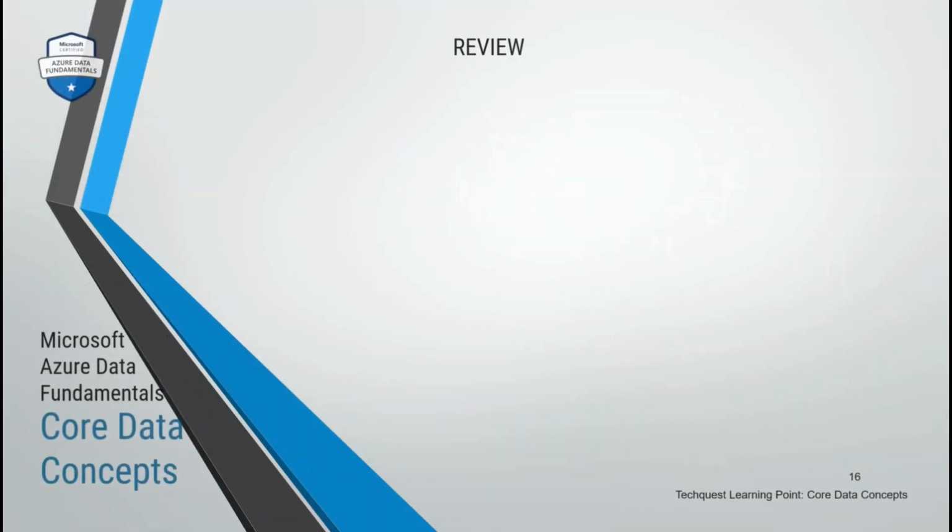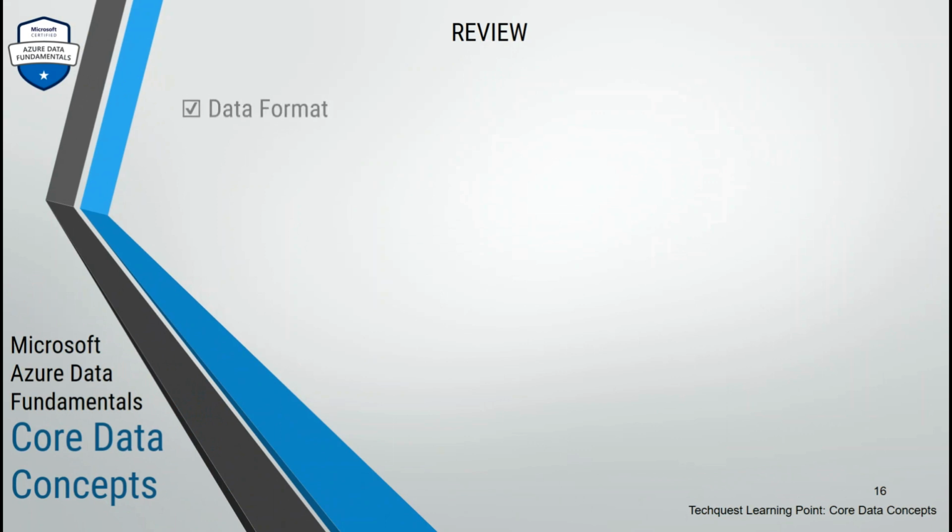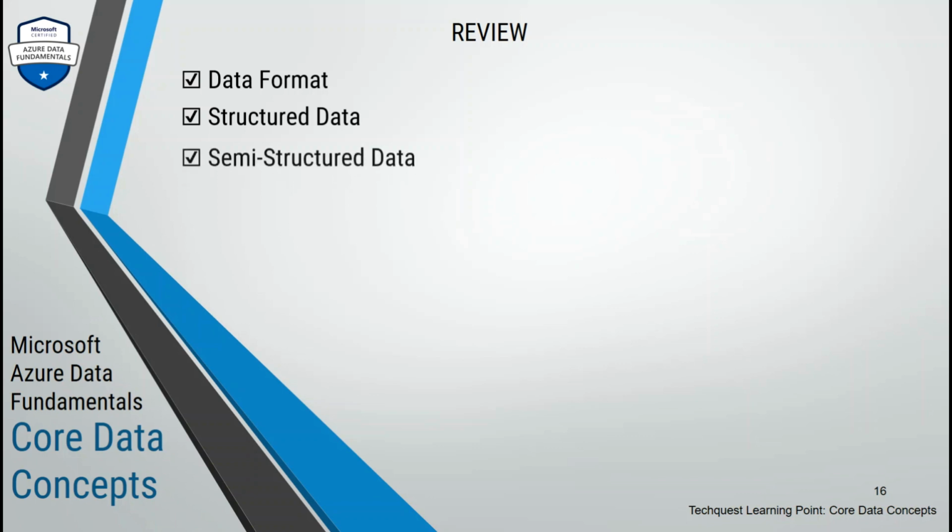Review. Data format. A data format is the arrangement of data fields for a specific shape. Structured data. Structured data is when data is in a standardized format, has a well-defined structure, complies to a data model, follows a persistent order, and is easily accessed by humans and programs.